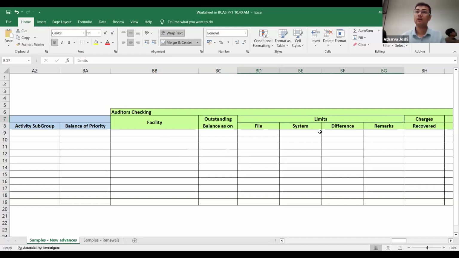Next, we shall check the sanction limits. What limits are there in the file, the sanction file basically? What has been entered into the system? Is there any kind of difference in any of the borrowers? We should ask the management if there is any deviation and take down their remarks.